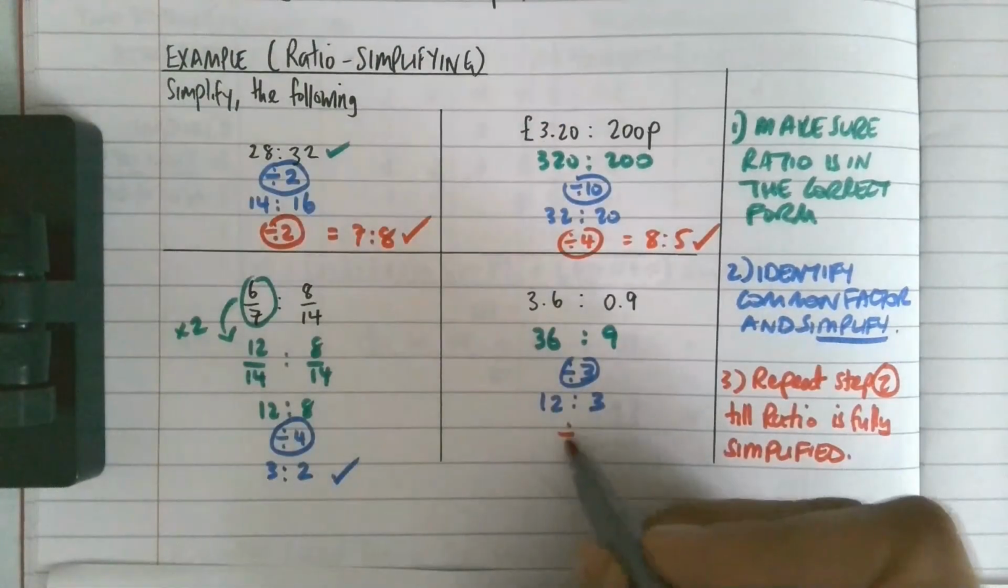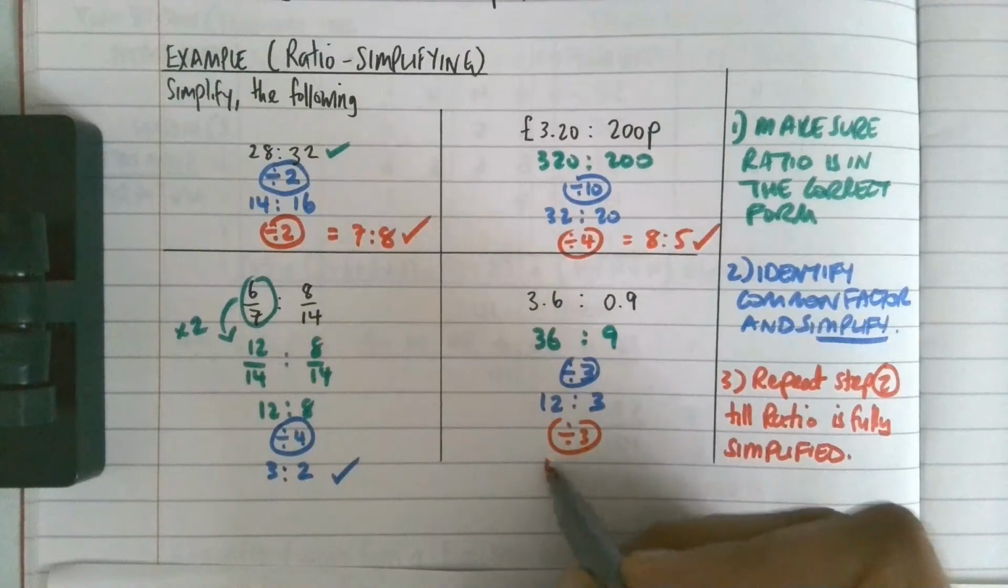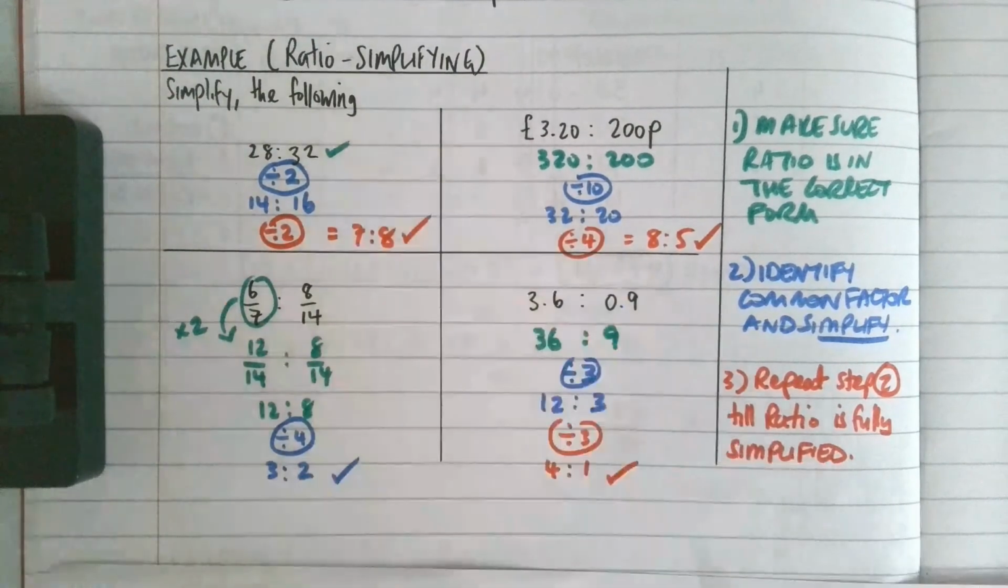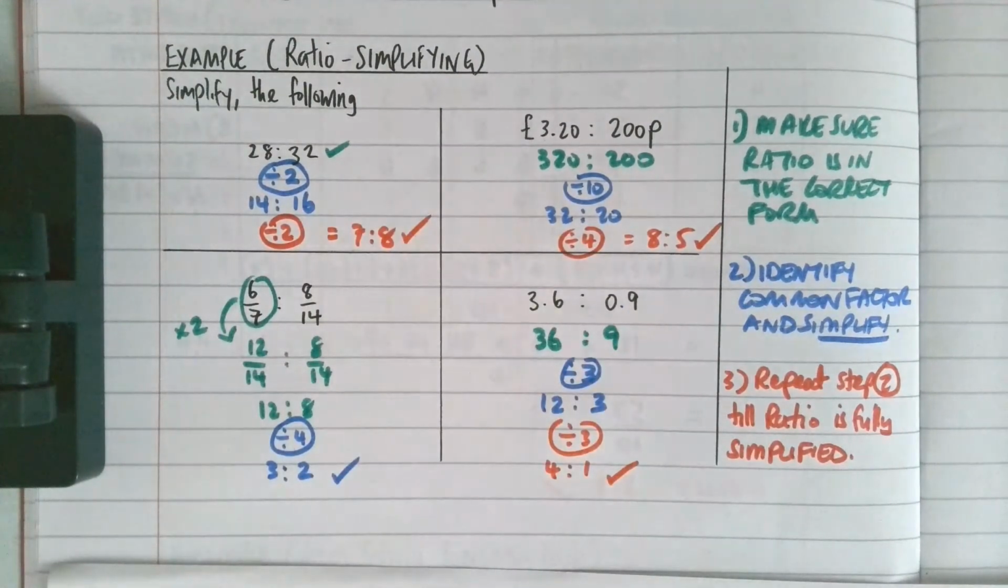So I've identified that 3 is a common factor, so I end up with 12 to 3, then that can be simplified by dividing by 3, I get 4 to 1. Again, if you can identify that 9 is a common factor, it will make your life easier.